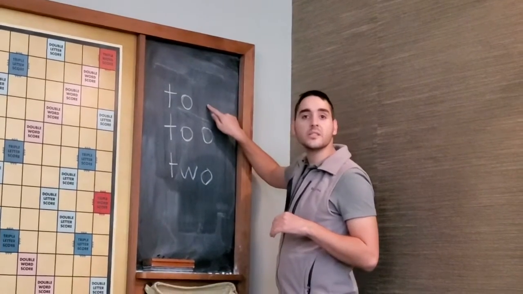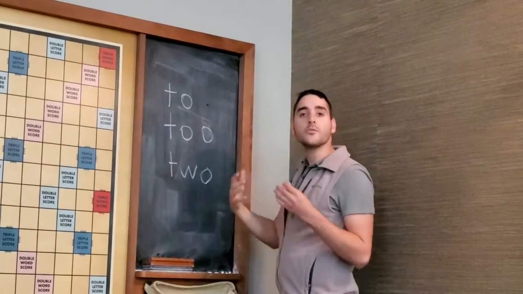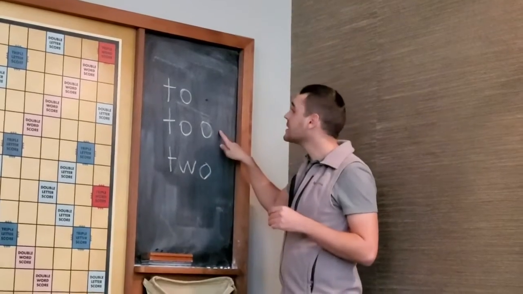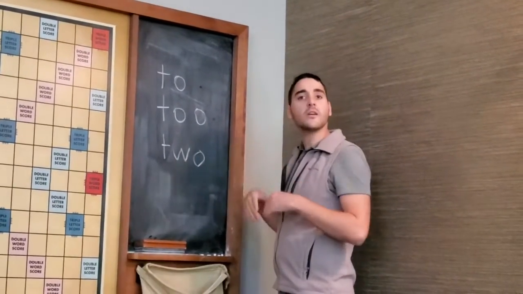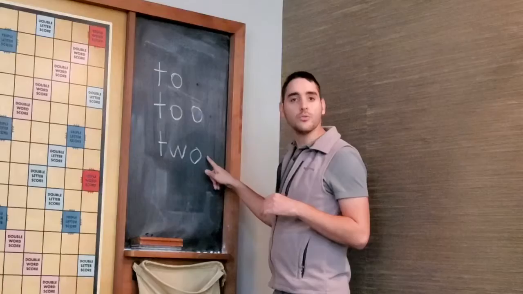Now, we know that this is to somebody. You write a letter to somebody. This can be too much, and this is the number 2.